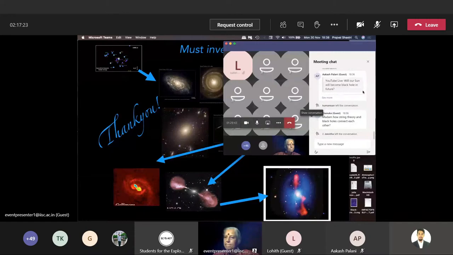How do string theory and black holes connect to each other? Again, I'm not a string theorist, and I don't know. I cannot answer that question.